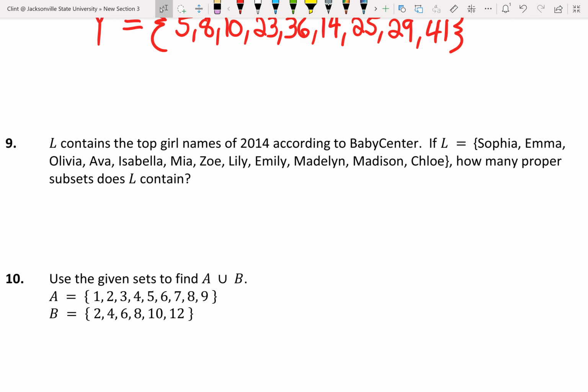It says set L contains the top girl names of 2014 according to Baby Center. If L equals Sophia, Emma, Olivia, Ava, Isabella, Mia, Zoe, Lily, Emily, Madeline, Madison, Chloe, how many proper subsets does L contain? Okay, so we need to count how many elements we have in set L. So there's 1, 2, 3, 4, 5, 6, 7, 8, 9, 10, 11, 12 elements here.